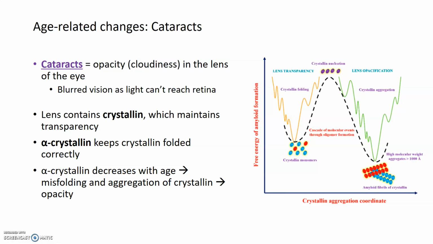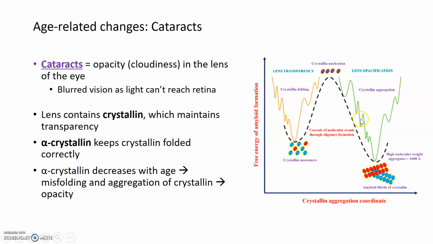The reason for this cataract formation is that the lens of the eye contains a protein called crystallin. Crystallin is an interesting protein because it helps maintain the lens's transparency. But crystallin is a relatively difficult protein to fold, and so it has a chaperone called alpha crystallin that helps keep crystallin folded correctly inside the lens of the eye. What's interesting is that the levels and function of alpha crystallin decrease with age. And when the levels of the chaperone, alpha crystallin, decrease, crystallin itself can misfold and form aggregates. Those aggregates mean that crystallin is no longer transparent and clear, but takes on an opaque or cloudy structure.